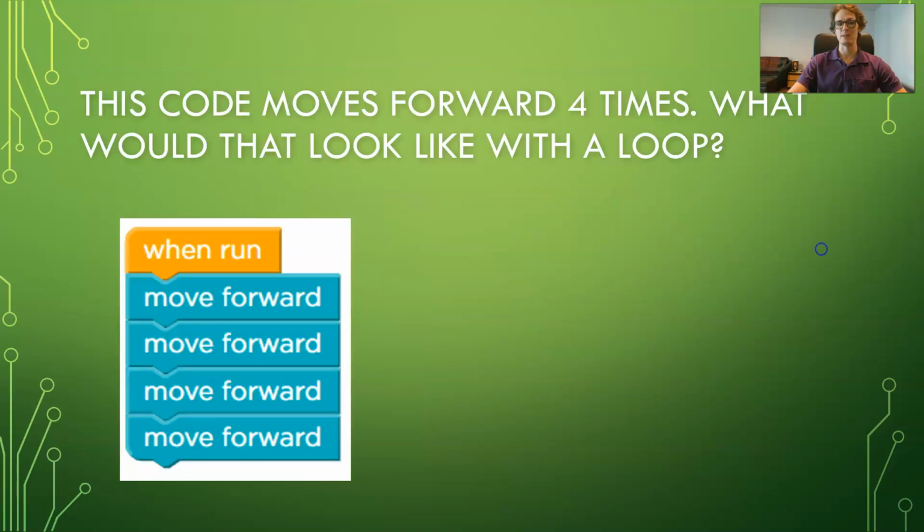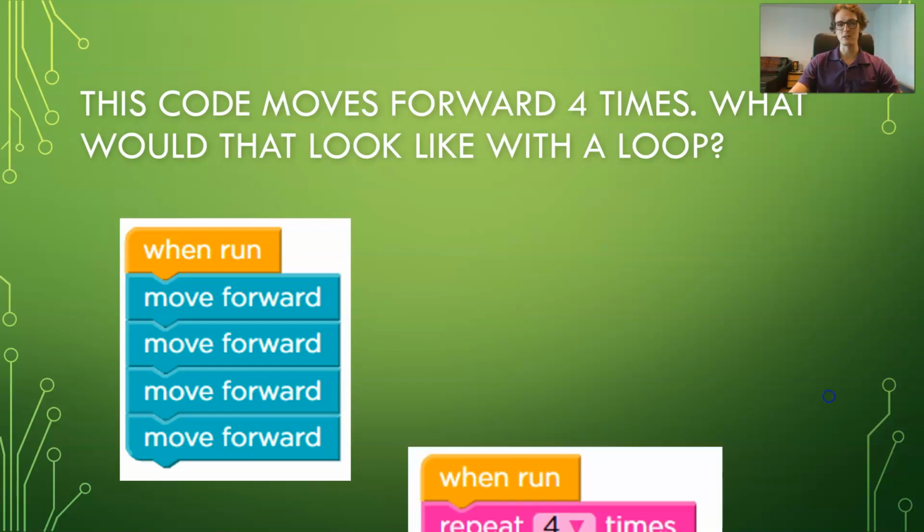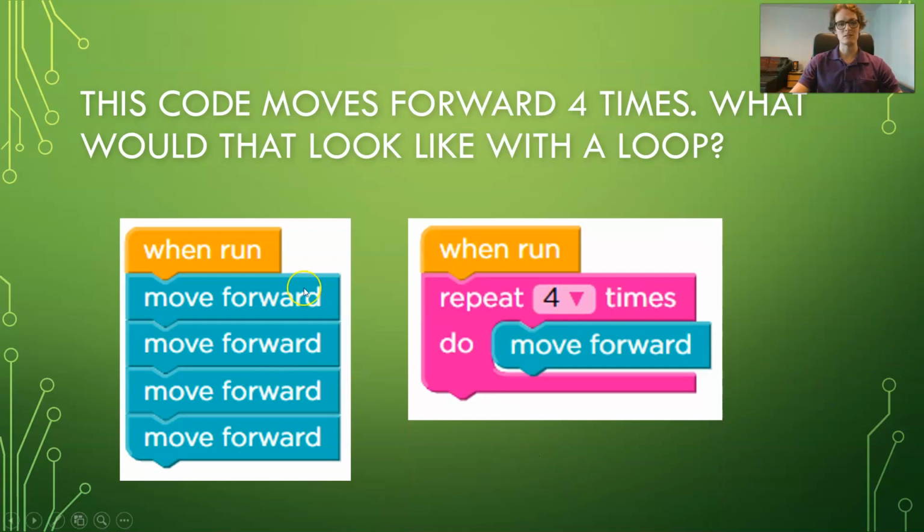Let's see a couple examples. This code moves forward 4 times. What would it look like with a loop? Think about that for a second. Try to imagine what that would look like, and let's take a look. It's going to look like this. It does exactly the same thing, but instead of using 4 blocks to move forward, you can use one repeat loop that says 4 times do, and then just put the thing that you want to do 4 times in the loop. Okay? Very easy, very simple.